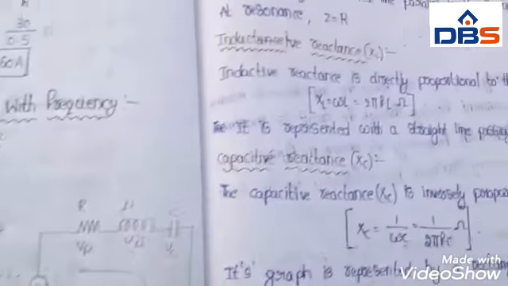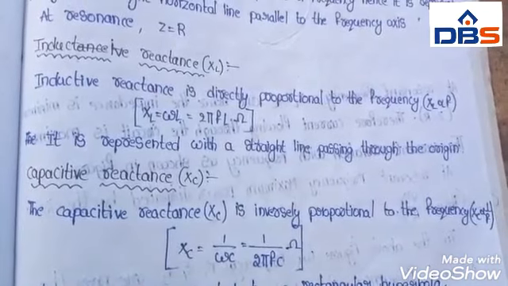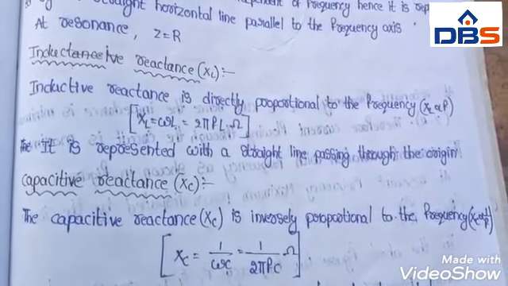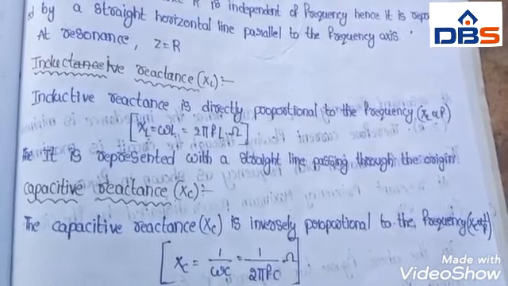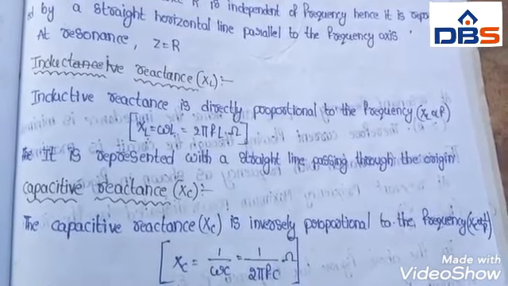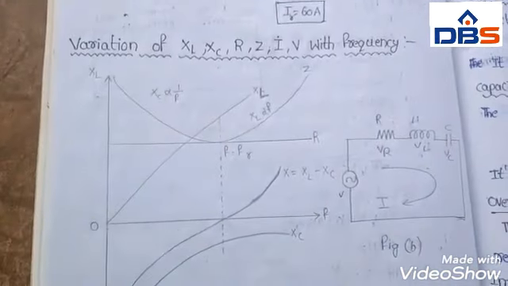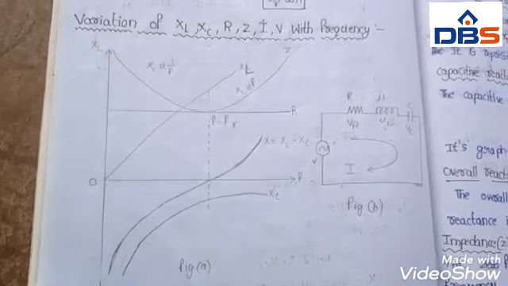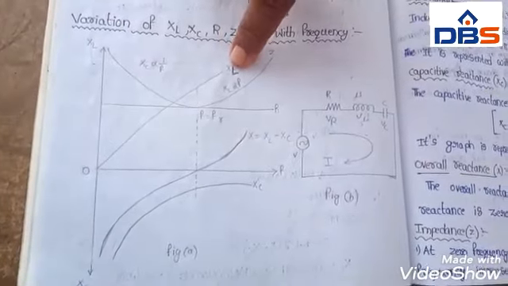Another parameter is inductive reactance XL. XL is directly proportional to the frequency. XL = omega L, that is equal to 2 pi f L. So XL is proportional to frequency. The graphical representation of XL is a straight line passing through the origin. So this is XL, a straight line passing through the origin.